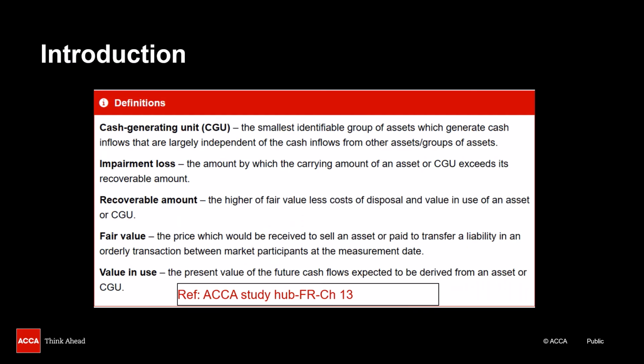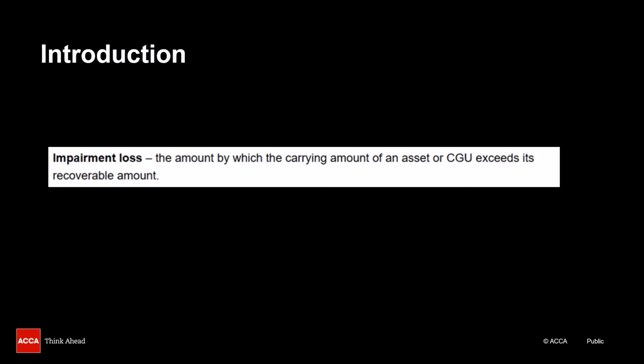Now let us begin. The following terminologies are imperative for you to understand before we move on. You may pause the video now to ensure you are comfortable with these terms if you are not already. Let us zoom into the definition of an impairment loss. The IFRS accounting standard, IAS 36, defines an impairment loss as the amount by which the carrying amount of an asset or CGU exceeds its recoverable amount.